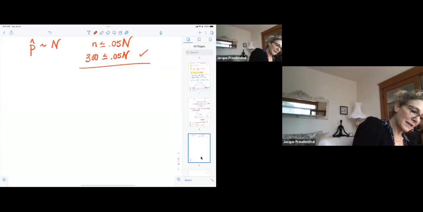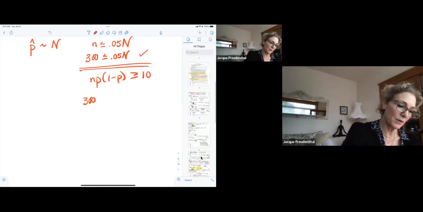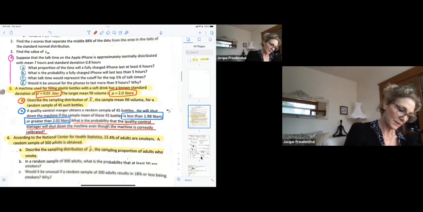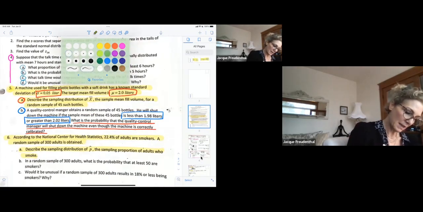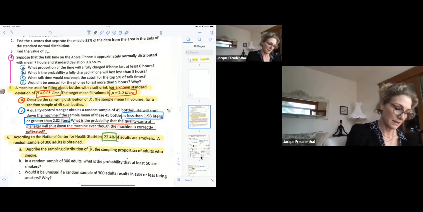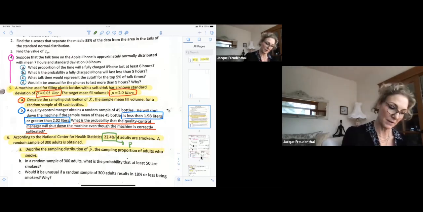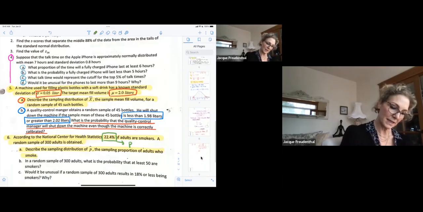So then the other one that we needed to verify, that's not how I wrote it. It's n times p times 1 minus p has to be greater than or equal to 10. Your n is 300. Your p is what was given. So your p was the proportion of adults who are smokers. So this statistic here, 22.4%, it's actually your parameter. That's your p. It's not from the sample. It's just a population proportion. So p is 22.4%.